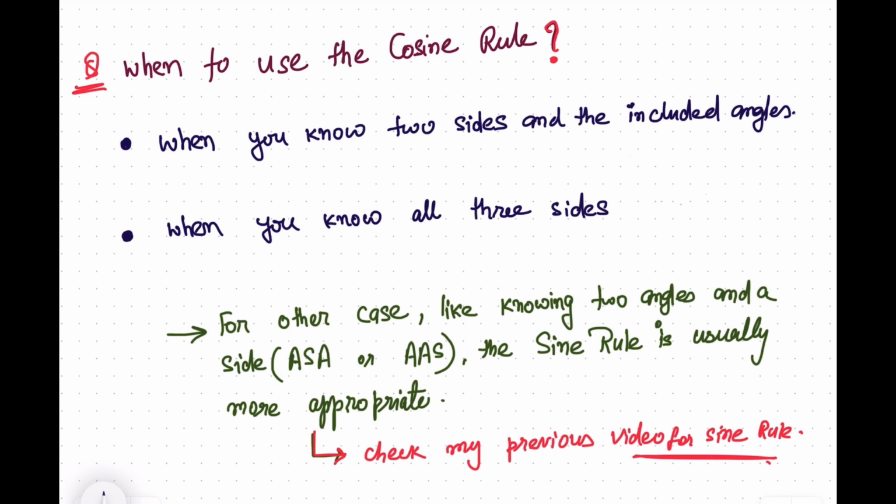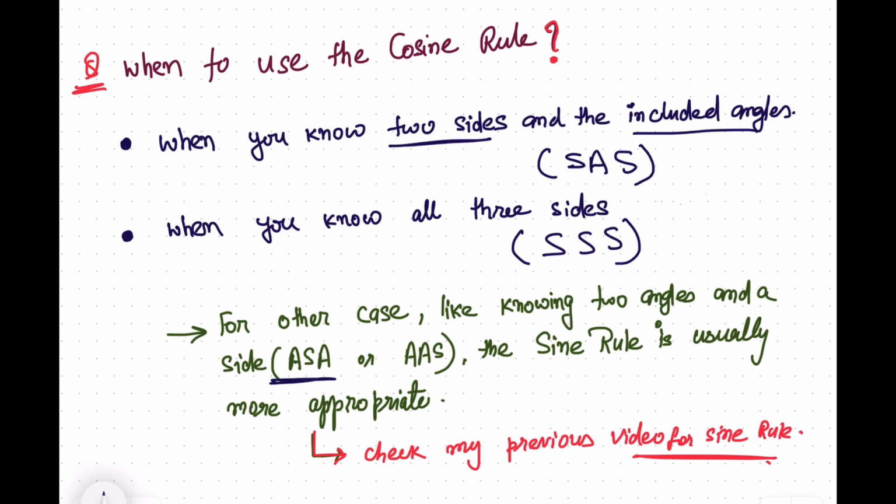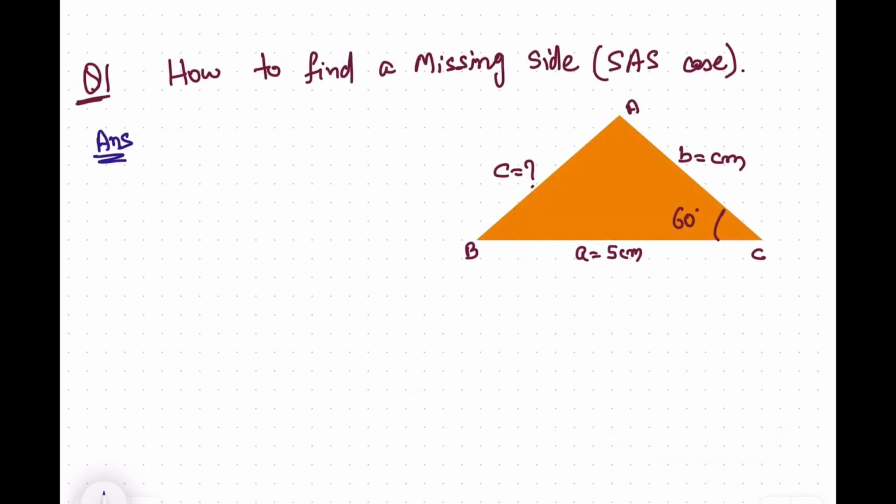So the first question arises: when to use the cosine rule? There are two ways we can use the cosine rule: when you have two sides and the included angle, for example SAS, and when you know all the sides, SSS. For all other cases, for example ASA and AAS, it is best to use the sine rule. If you haven't seen the previous videos, just check them out for the sine rule. So this is one of the cases of SAS. Let's see how this is SAS.